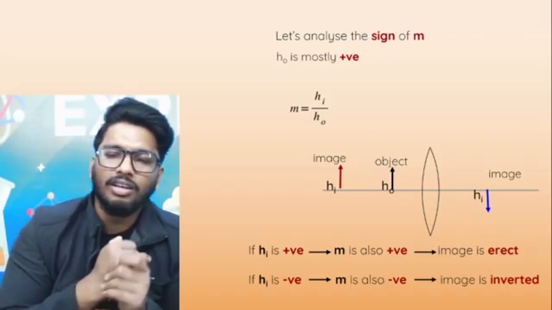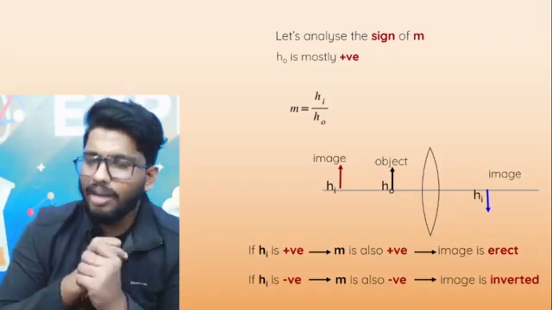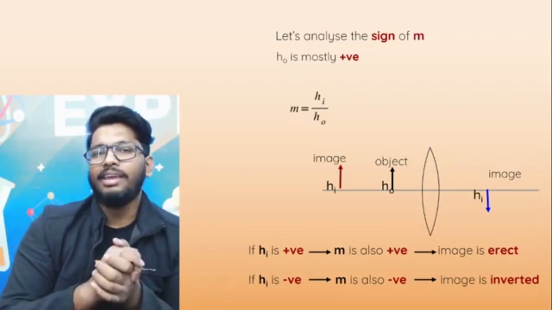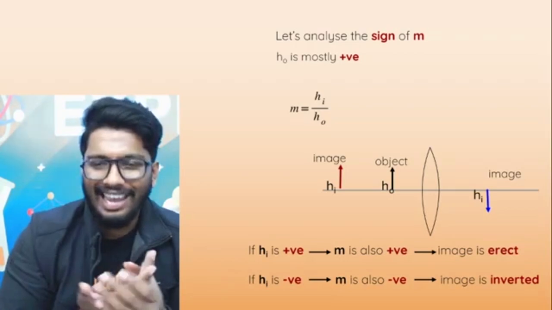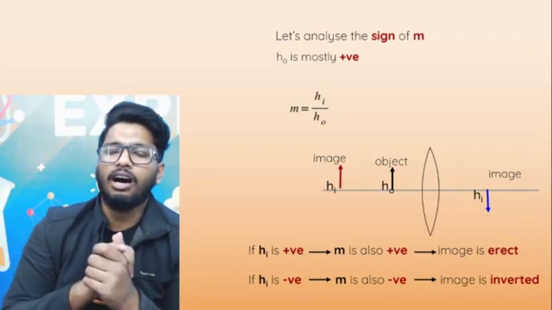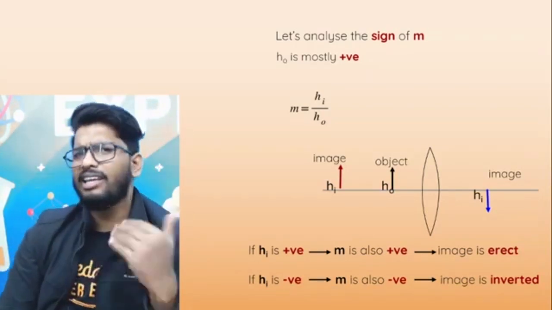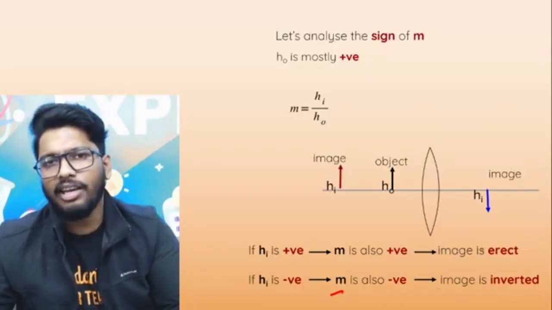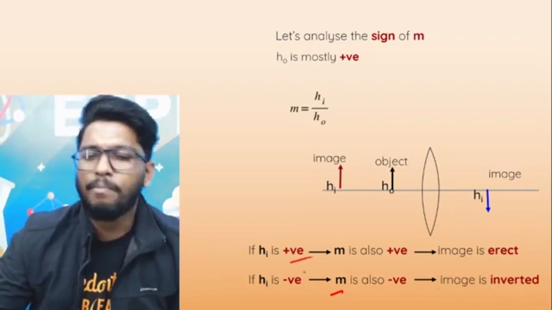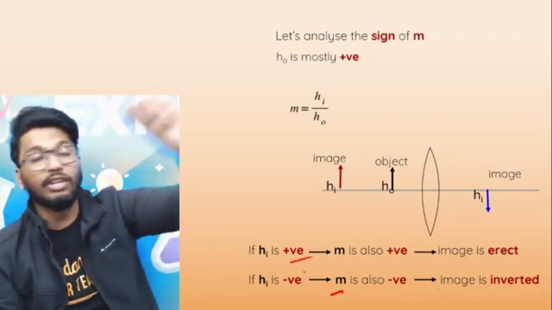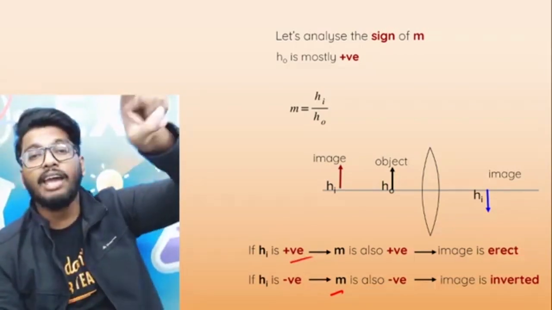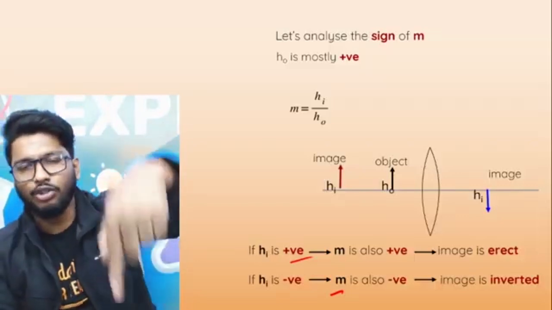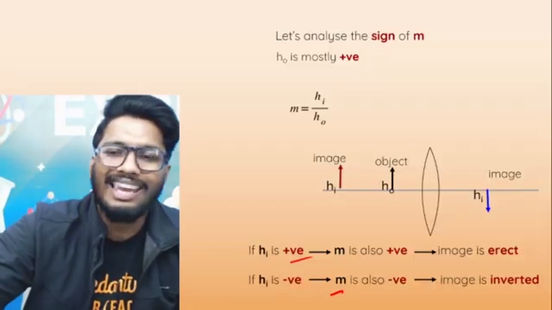Once again, here also the sign convention would apply. If it is a real image, then it's going to be negative. Why negative? Because real images are always inverted. So in other words, for inverted images you will have minus m, and if it's an erect image, which is generally a virtual image, it will be positive. So if the height of the image is positive, m is also going to be positive, which means that the image is erect. If height is negative, then m is also going to be negative, and hence the image is going to be inverted, just like this one.